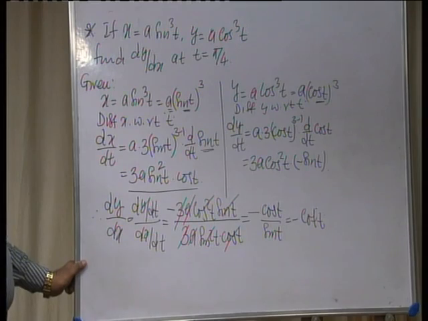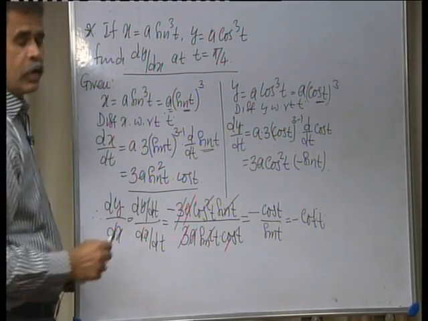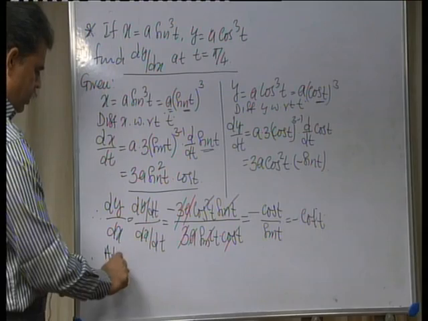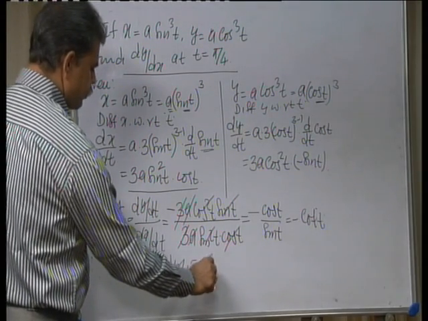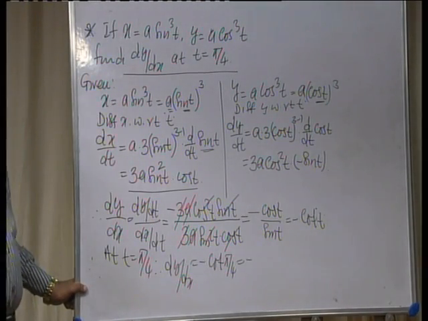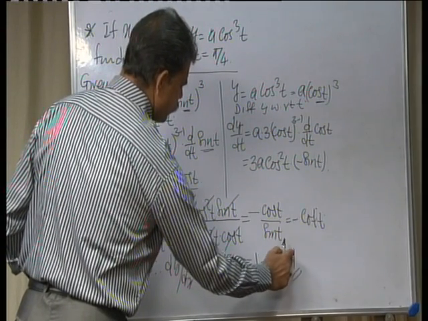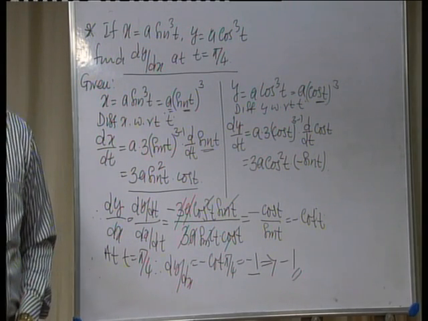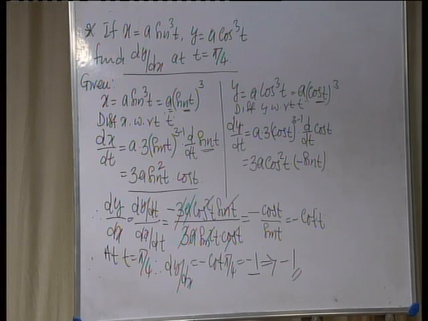After putting t is equal to pi by 4, what will we get? The question is finding dy by dx at t is equal to pi by 4. Therefore, at t is equal to pi by 4, dy by dx is equal to minus cot pi by 4. What is cot pi by 4? Cot 45 is equal to 1. Therefore, it is minus 1. So, the answer is minus 1. That is the derivative of the given parametric function at t is equal to pi divided by 4. We can go for another example.